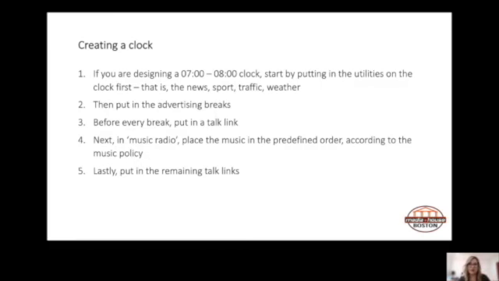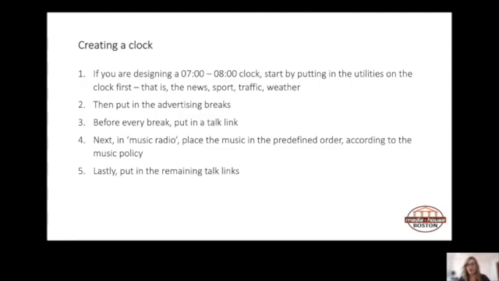Next, in music radio, place the music in the predefined order according to the music policy. So whether it's a case of the first song after a link needs to be a top 40 song, followed by, I don't know, a recurrent song, or it needs to be a gold song, whatever it might be. You work according to your music policy there. And then lastly, you put in the remaining talk links.